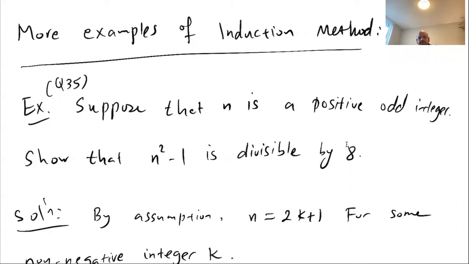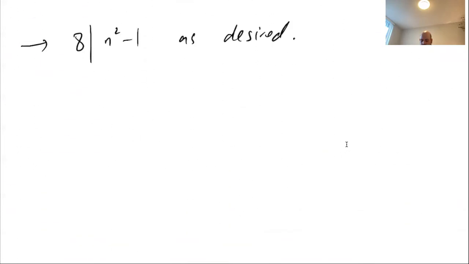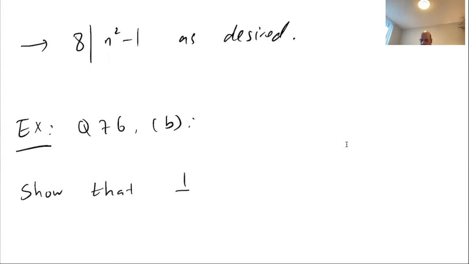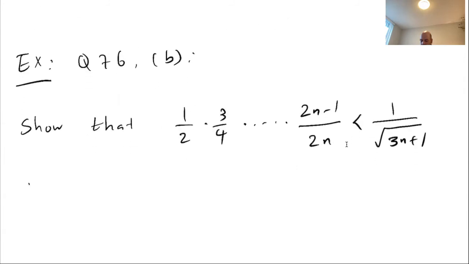All right. Now let's look at another example. This one is question 76, part B. Show that 1 times 2 times 3 times 4 times ... times 2n minus 1 over 2n is less than 1 over root 3n plus 1 for n bigger than or equal to 2.